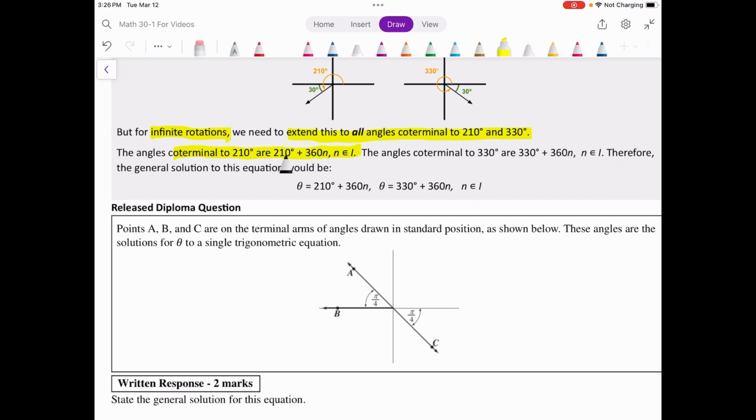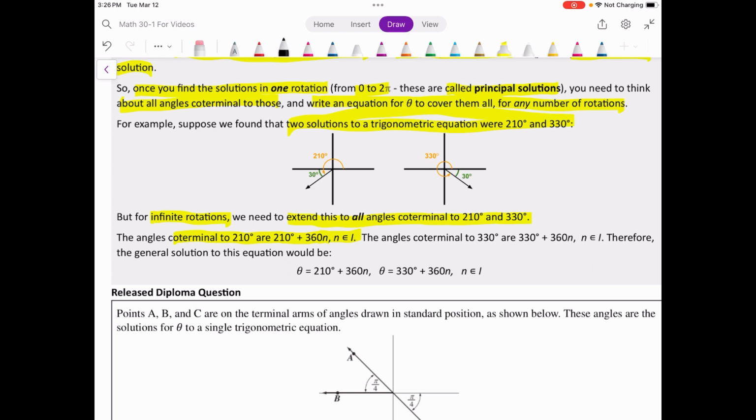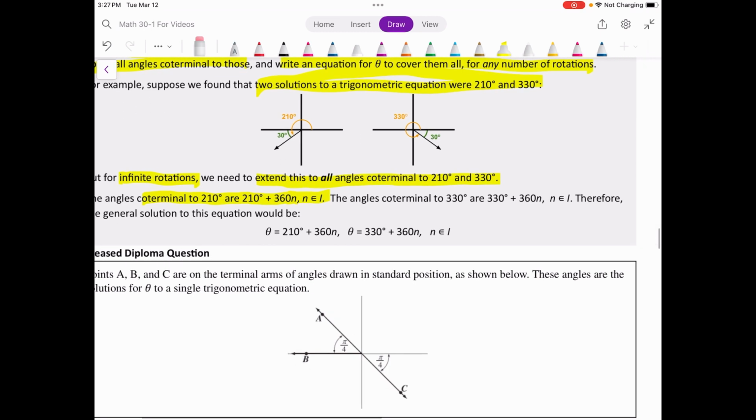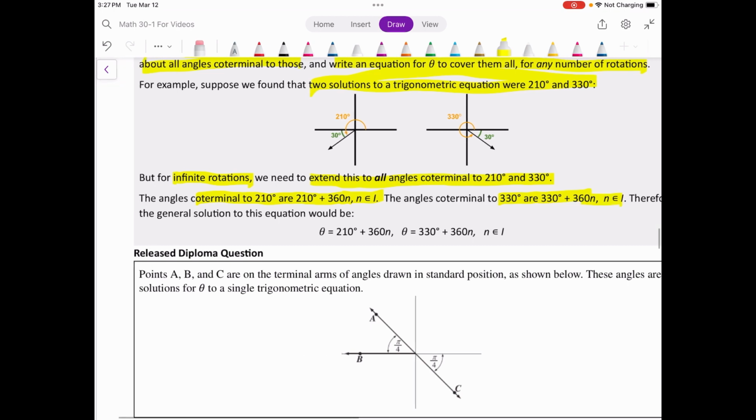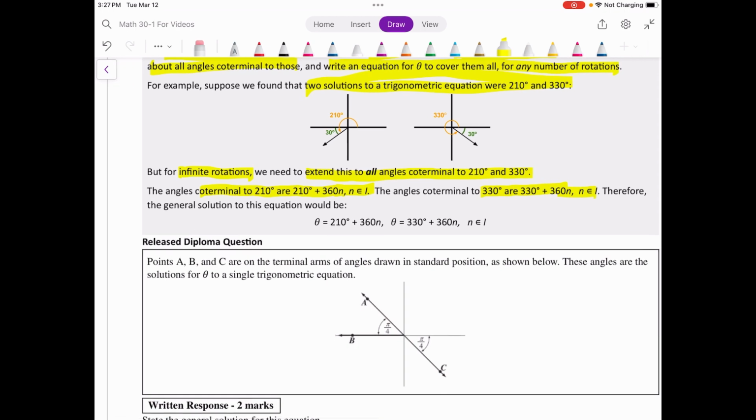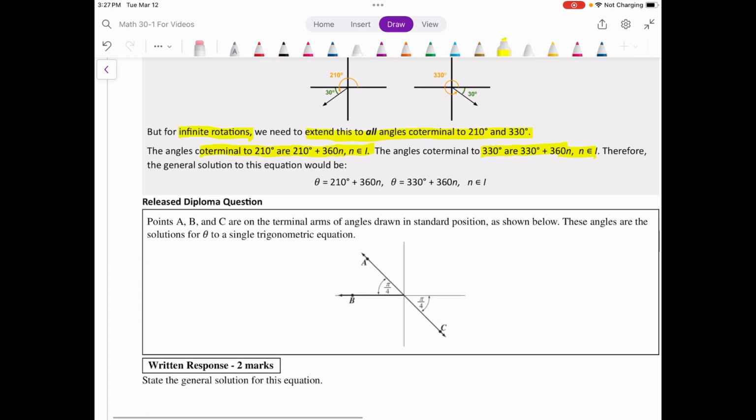All of the solutions to this equation, for the 210 one, will be 210 plus some multiple of 360. Keep in mind it could be negative too, right? Integers include negatives, so it could be 210 minus 360, because that just involves rotating a full 360 in the negative direction to get back to where you started, okay? The angles coterminal to 330, same idea: 330 plus integer multiples of 360, and if 330 was a solution, that's guaranteed to give us more solutions.